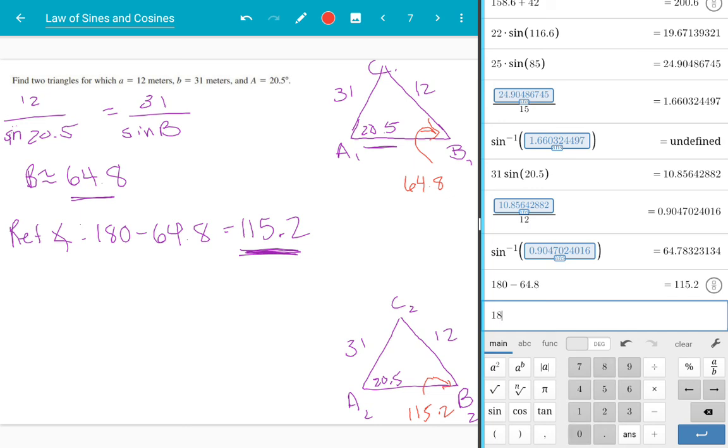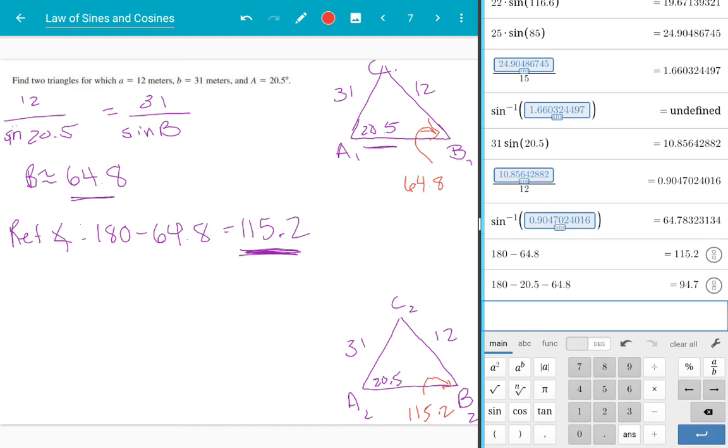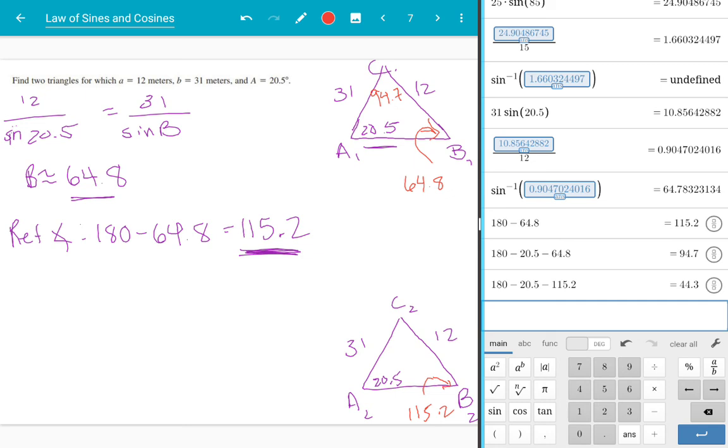So what's 180 minus 20.5 minus 64.8? This is 94.7. Let's look at the other one. 180 minus 20.5 minus 115.2, 44.3. Notice you have two possible triangles that add up to 180 degrees based on the reference angle, okay? All right, so now all we have to do in each of these is find the side C, okay? So let's do C1 first.